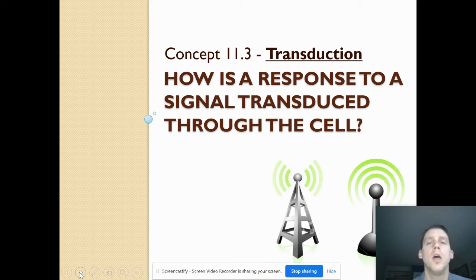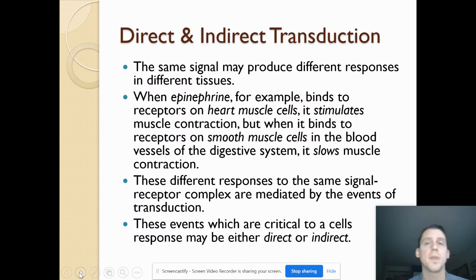Before, we talked about reception, and we talked about how there was cytoplasmic reception. That one was relatively simple. And then there were gated ion channels. That was a membrane receptor. And we had two other membrane receptors, including the tyrosine kinase and the G protein. So today we are going to talk about what happens after that.